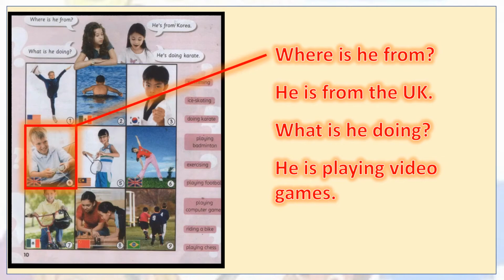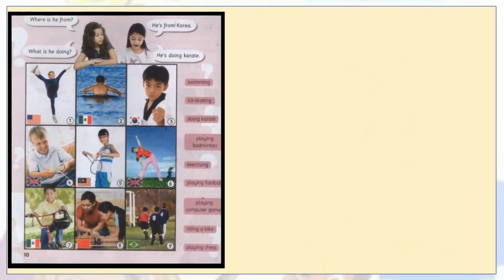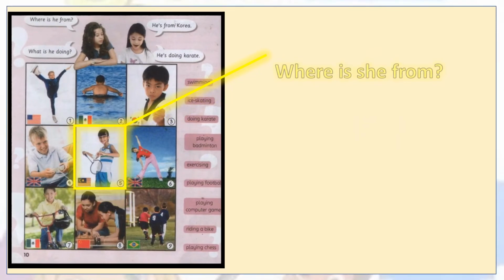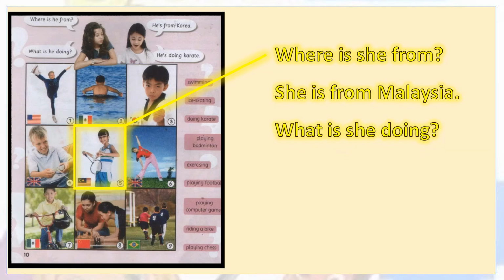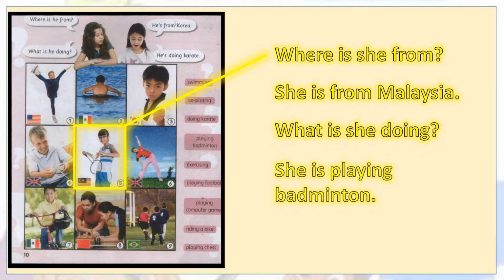The second example, look at the yellow color, picture number 5. Where is she from? Because in the picture, it's a picture of a girl. So when it's a picture of a girl, we use the pronoun "she." So how to answer? She is from Malaysia. And then, what is she doing? She is playing badminton. Okay? Next one.